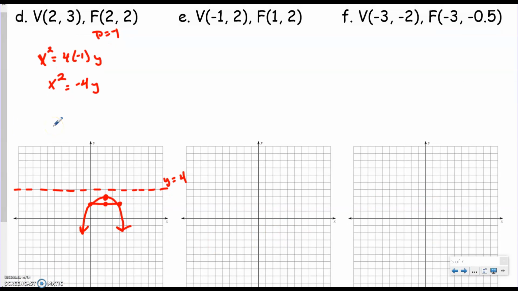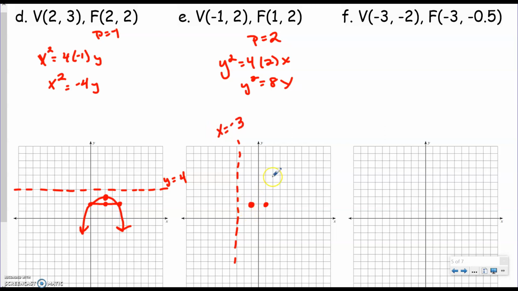For the next one, our vertex is at negative 1, 2. The focus is at 1, 2, so over 1 up 2. The focus is to the right, so it's going to open to the right, which means it's y squared equals 4 times P times x. So y squared equals 8x. I'm going to go ahead and draw my directrix in here. So this is going to be 1, 2, 3, so x equals negative 3. And then the length of our latus rectum is actually going to be 8, so we need to go 4 to the top and 4 to the bottom.